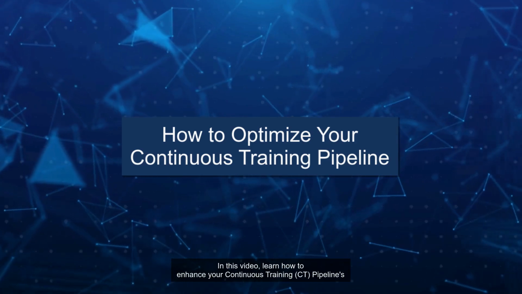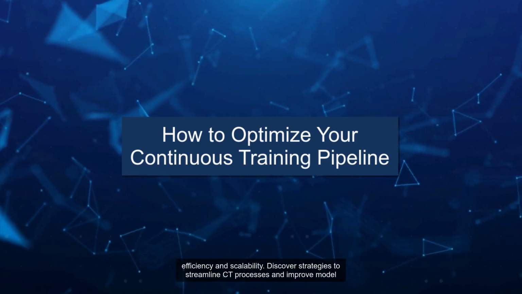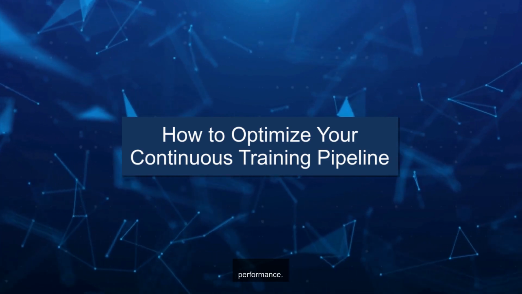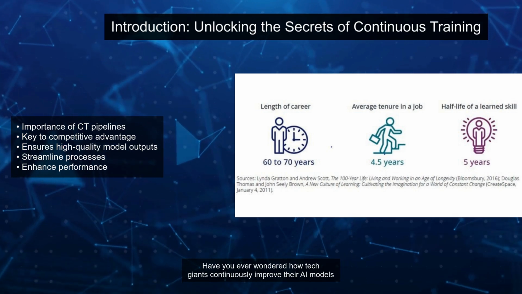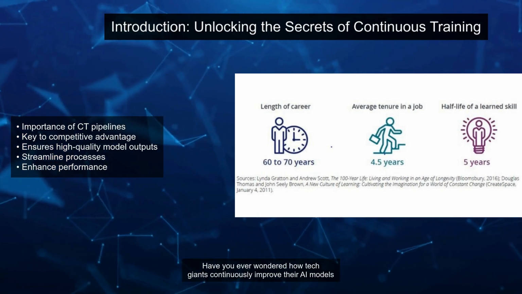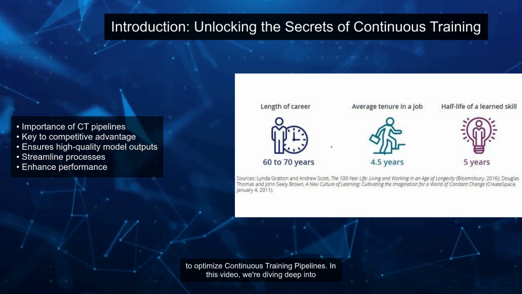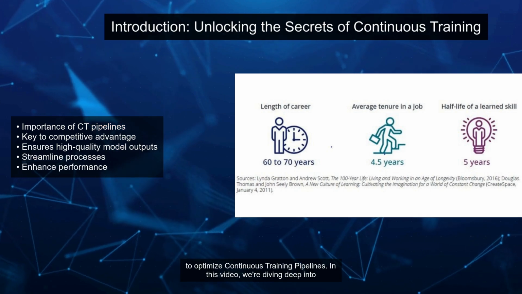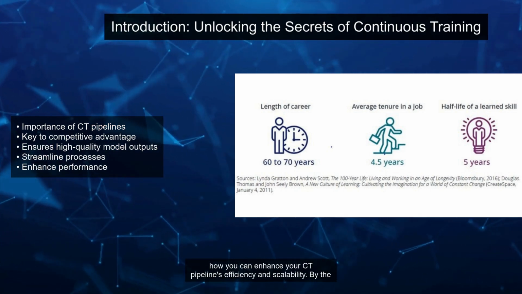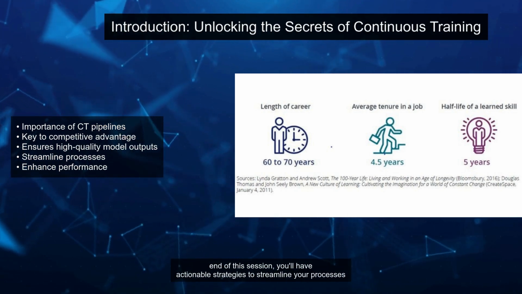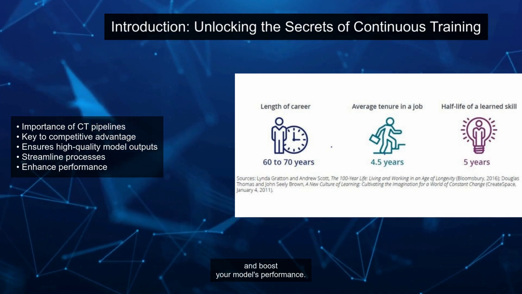In this video, learn how to enhance your continuous training (CT) pipeline's efficiency and scalability. Discover strategies to streamline CT processes and improve model performance. Have you ever wondered how tech giants continuously improve their AI models while staying ahead of the competition? The secret lies in their ability to optimize continuous training pipelines. In this video, we're diving deep into how you can enhance your CT pipeline's efficiency and scalability. By the end of this session, you'll have actionable strategies to streamline your processes and boost your model's performance.